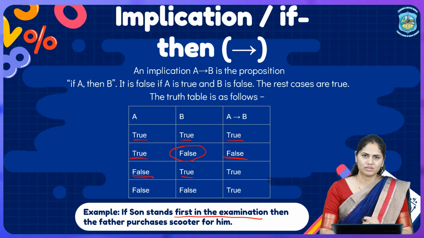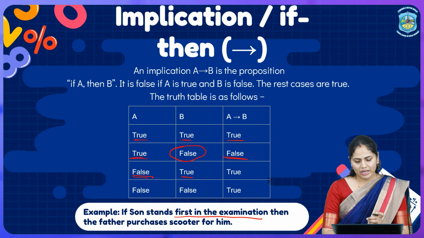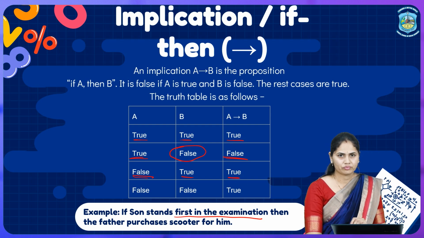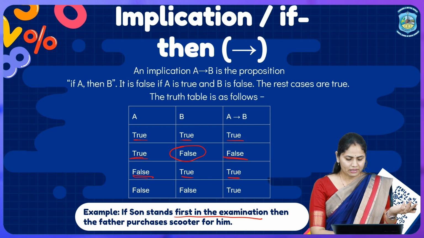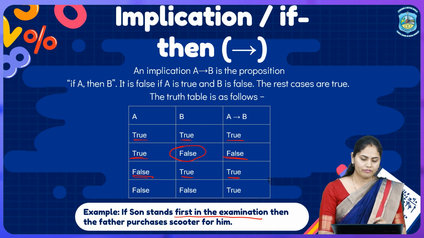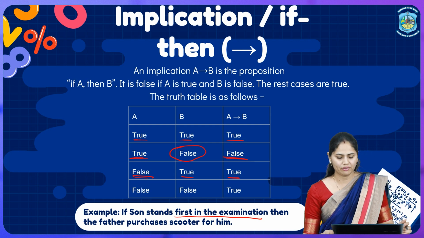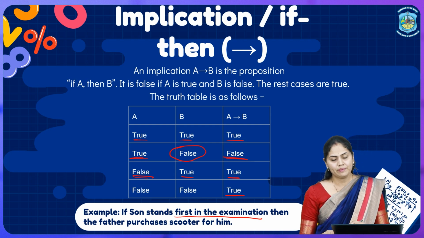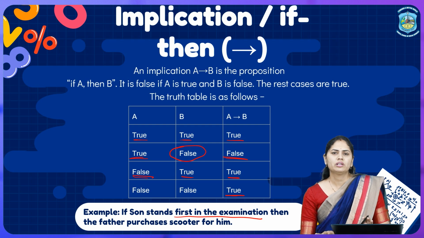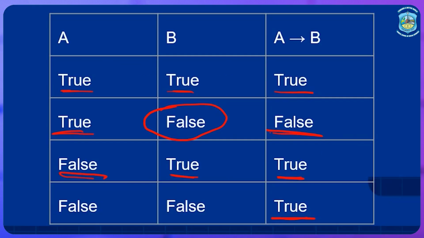If the first condition is false and the second is true, then also we will get a true value. And if both are false, the son does not stand first in the examination and the father does not purchase a scooter for him, so both the statements are false, here also we will get the true value. I simply need to remind you once again that in the if condition, if the first statement is true and the second is false, then only we will get the false value; otherwise the rest of the values will be true.